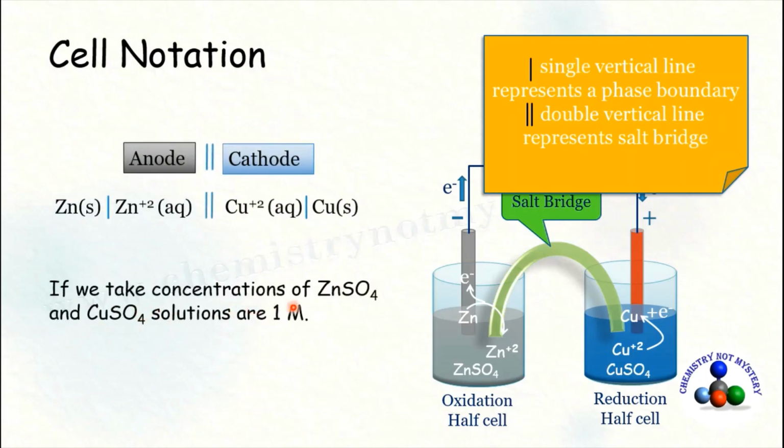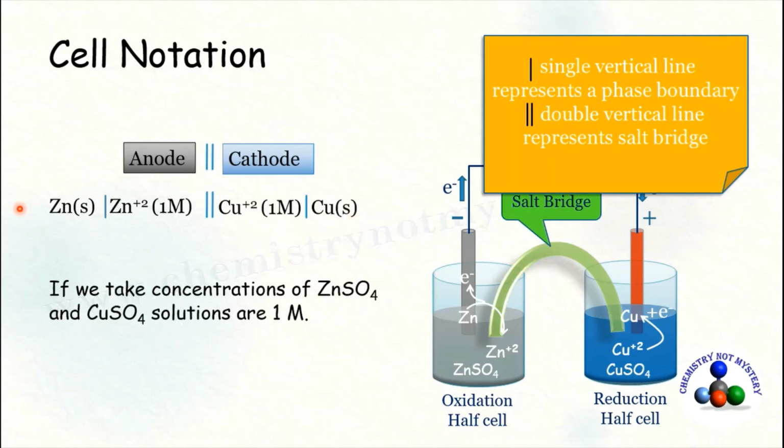Now, if we take the concentration of zinc sulfate and copper sulfate solution as 1 molar, to include this information in the cell notation, you have to write 1 molar in place of aqueous. So here you will get zinc solid, vertical line, zinc 2 plus ion, and the concentration of zinc 2 plus ion which is present in the aqueous phase is 1 molar. Then the salt bridge, copper 2 plus ion that is also present in the aqueous phase and its concentration is 1 molar. Then vertical line and copper.